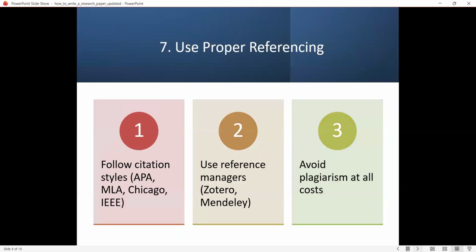So use proper referencing. I already mentioned reference is very important. Some people, I know, copy from Google Scholar or some reference. I would suggest don't do this. A lot of reference management software are here. It is very easy and convenient. You could use either Mendeley, Zotero, or some other reference management software, and follow the style like APA, MLA, Chicago, or IEEE, that is prescribed by your specific journal. So avoid plagiarism at all cost.